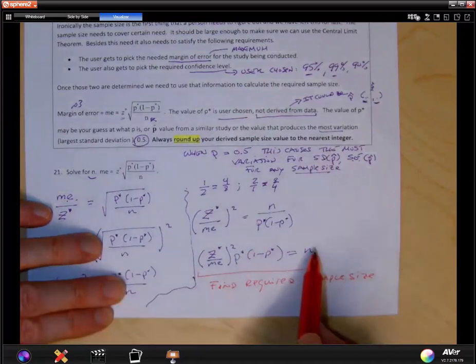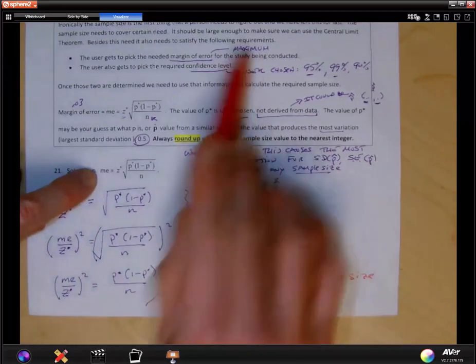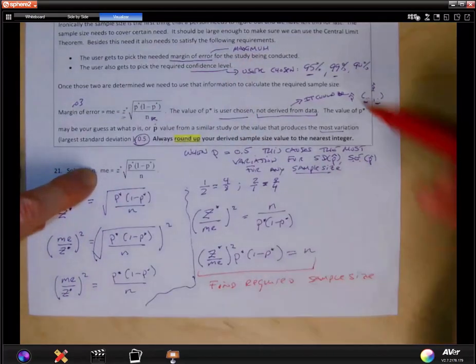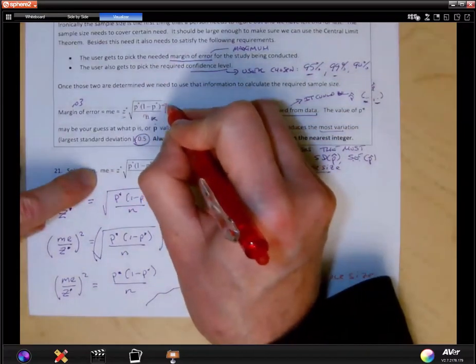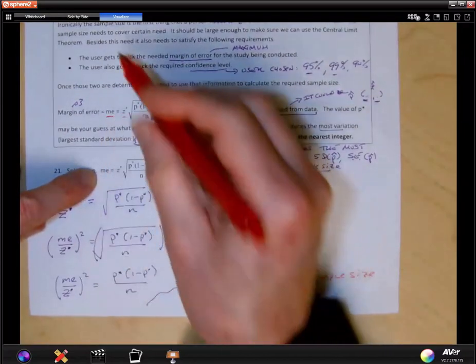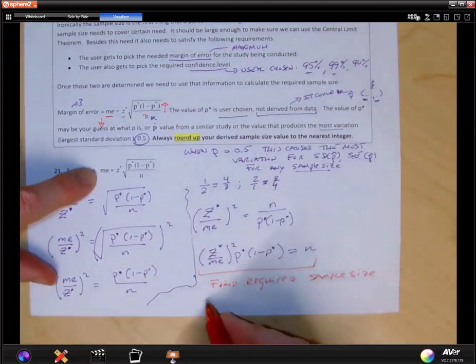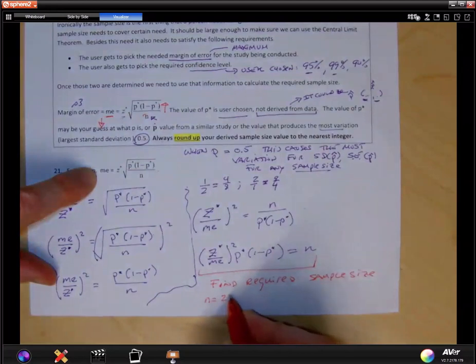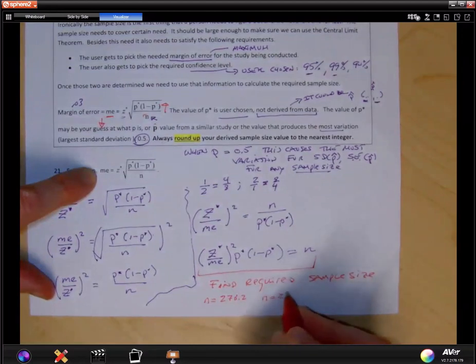Remember, you're trying to find the largest value of n that will limit the margin of error to be the maximum value. So notice again, we've mentioned this before, as n goes up, what happens to the margin of error? It goes down. So let's say that n turned out to be 278.2. So what would n be? N would not be this. N then would be 279.